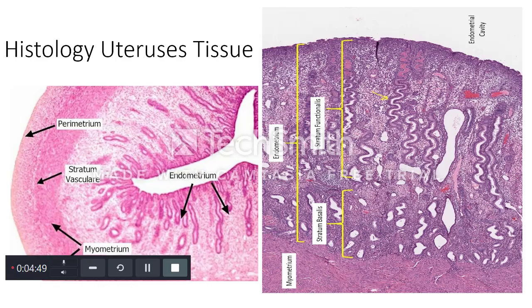Next slide: histology of uterus tissue. This is a uterus. First, use the low-power lens. You can see the histology of uterus tissue divided into three parts: one, endometrium, okay, myometrium, perimetrium, okay. And then change lens, please.